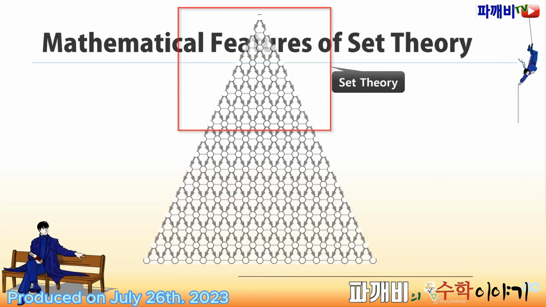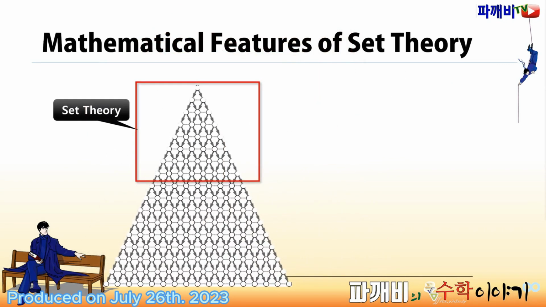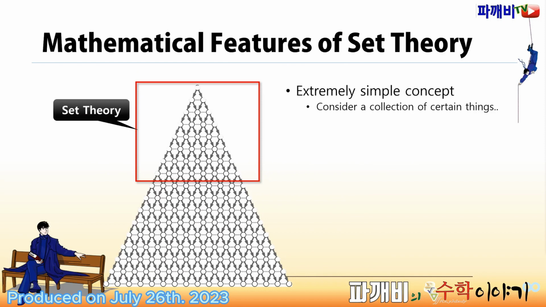Looking at the mathematical features of set theory, the concept of set theory is extremely simple. That is, it's about thinking of a collection of certain things. That's the only basic concept. Here, the certain thing is the element, and the collection is the set. Isn't it too simple? That's really the essence. There's nothing more to it. That's exactly what we feel when we learn about sets in textbooks. So, it may even seem boring.